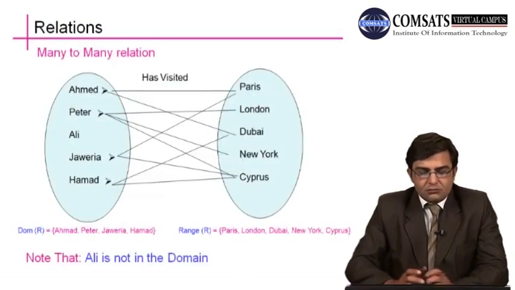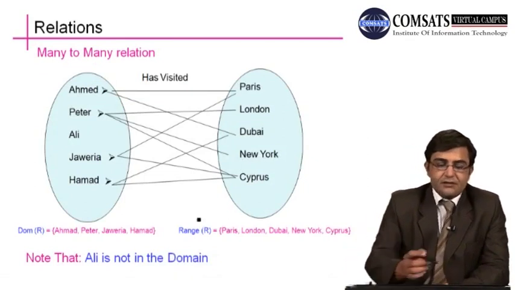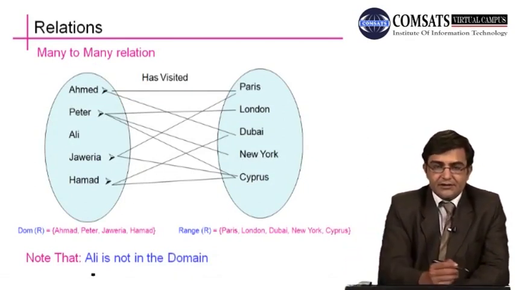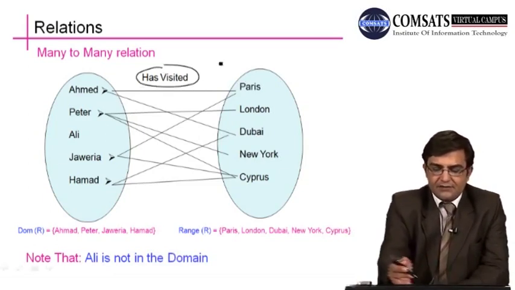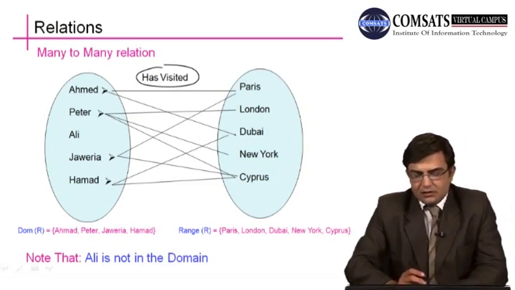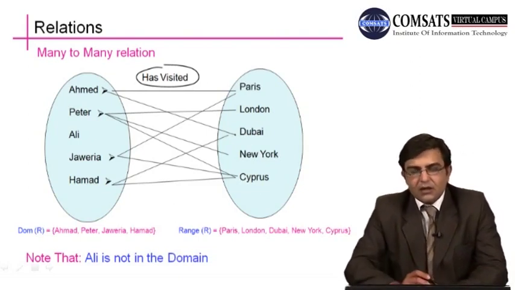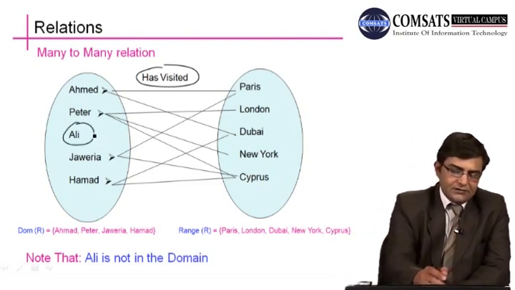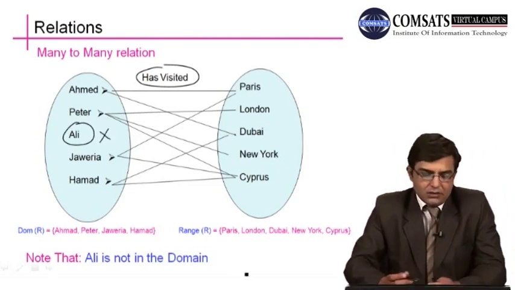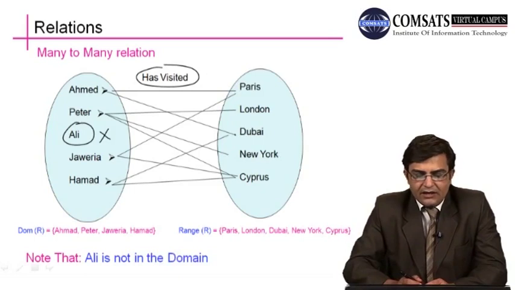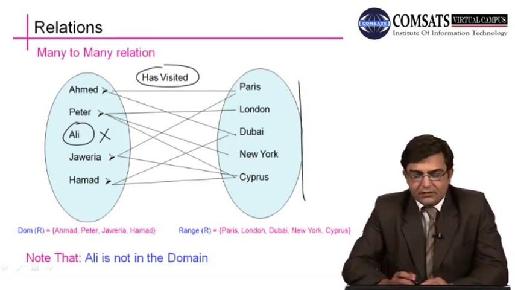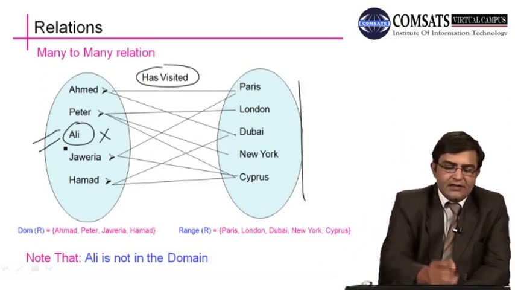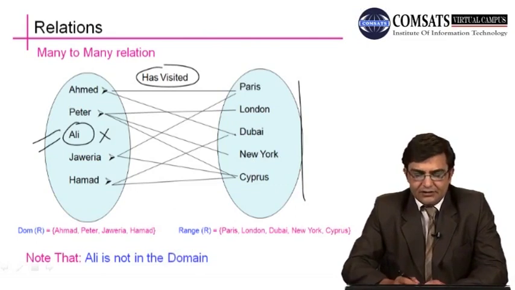We have studied also the many-to-many relation in the previous lecture on relations. You can see we have defined this relation. In this the relation is has visited: Ahmed has visited Paris, Ahmed has visited Dubai, Peter has visited London, New York, Cyprus, and Ali has not visited any of the cities. Javeria and Hamad have visited several cities, but note that here Ali has not visited any of the cities in the set B.